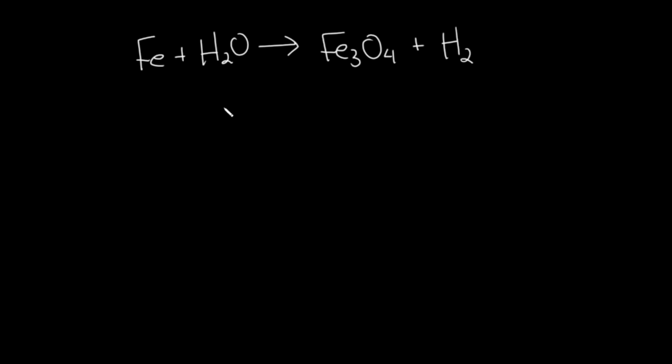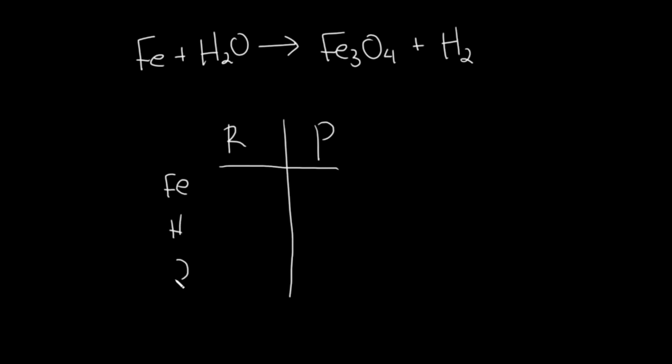Let's do 2 more examples. For this example, we want to balance this reaction. So let's make our table with the products and reactants. And then we write the different atoms. And then we count. So we have 1 iron, 2 hydrogen, and 1 oxygen on the reactant side. And we have 3 iron, 2 hydrogen and 4 oxygen on the product side.